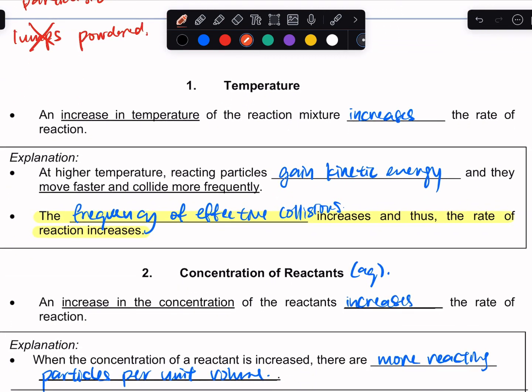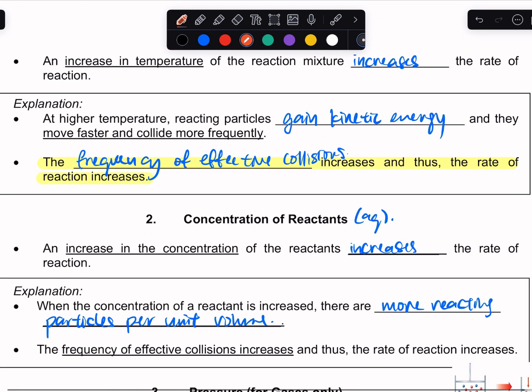Okay, so why is that the case? An increase in temperature will increase the rate of reaction because reacting particles will gain kinetic energy. They will move faster. So once the particles move faster, they will collide with each other more frequently. Hence, the frequency of effective collisions will increase, thus increasing the rate of reaction. So I've asked you to start this line. Remember to always explain how the rate of reaction is affected based on the frequency of effective collisions.